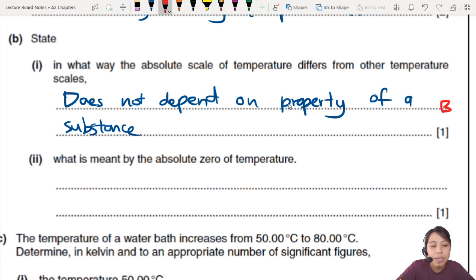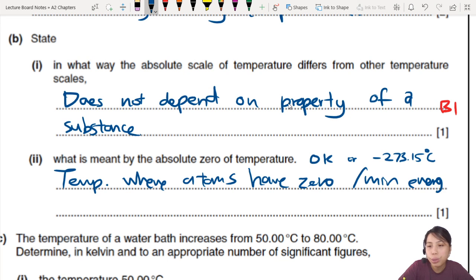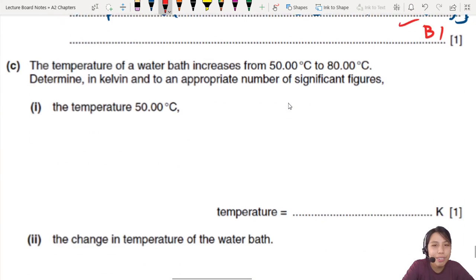Then they'll ask you what is meant by absolute zero. Zero means 0 Kelvin or negative 273.15 Celsius. What does it mean? Well, you already said it doesn't depend on the property of a substance. It's more about the energy of a system. So you can say it is a temperature, I'm shortcutting a bit, where the atoms or particles in the system have 0 energy or minimum energy. This is one of the definitions you want to remember for absolute zero. Can we achieve this in real life? Not exactly. We've got very close though, but it's very hard to have absolute zero.